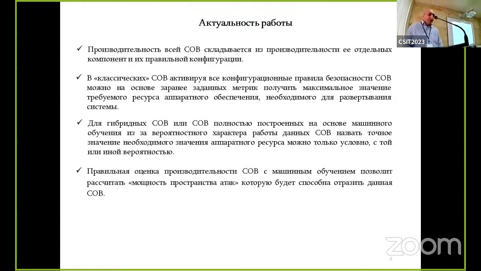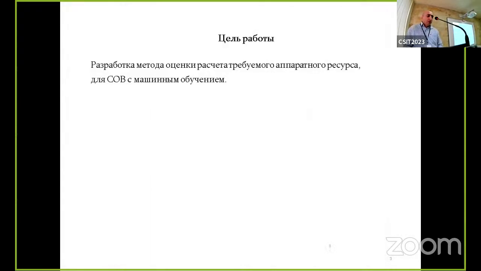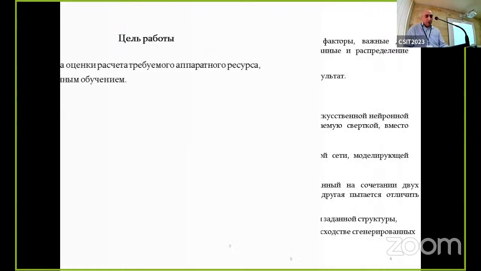Правильная оценка производительности системы с машинным обучением позволит ответить на два важных вопроса. Первый: какой ресурс необходим для функционирования самой системы обнаружения вторжений? И второй: какую мощность пространства атак способна отбить данная система? Цель работы – разработка метода оценки расчетного требуемого аппаратного ресурса для СОВ с машинным обучением.